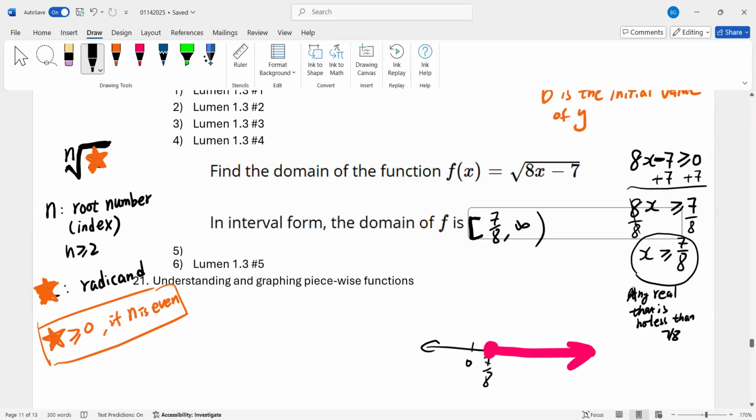Yep. Okay, very good. Let me stop sharing the note and start to share the Lumen. This one here.